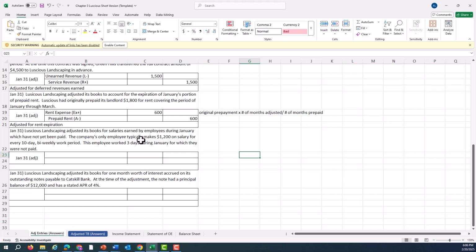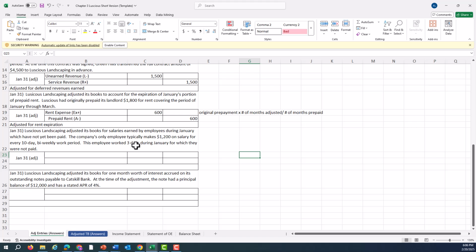We know that our employees typically get paid $1,200 on salary for every 10-day bi-weekly period that this employee works. Well, they've worked 3 days during January before the month ended that they've earned those wages for. Even if they never came into work on February 1st, they would still have earned those. We'd still have to pay them. But we're not actually paying them until February.